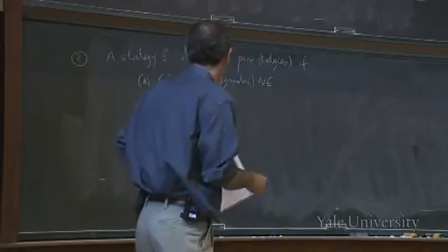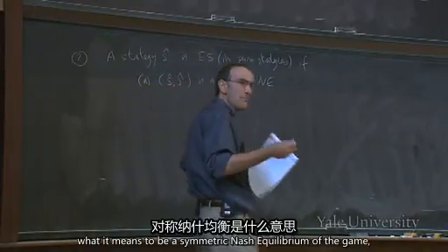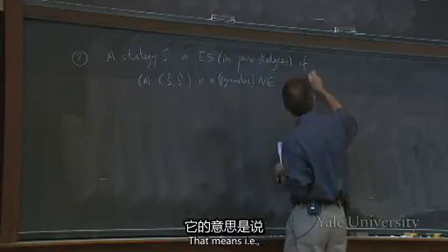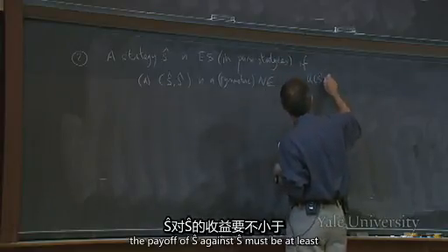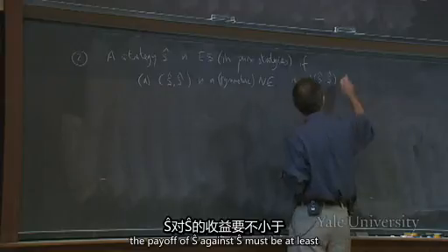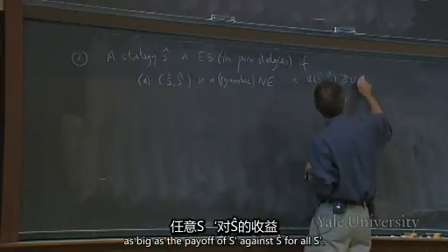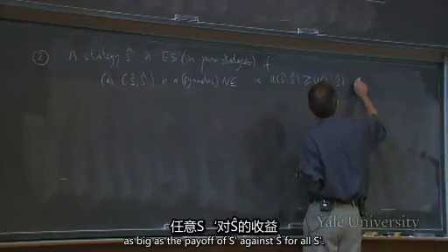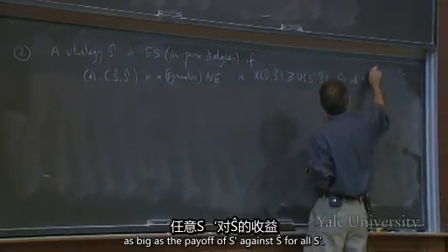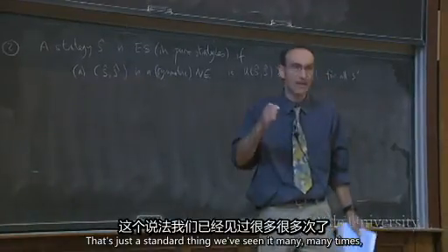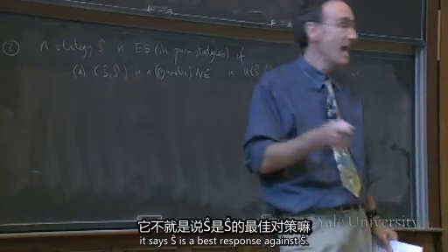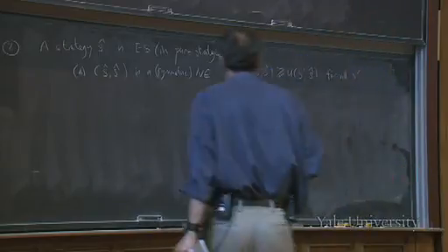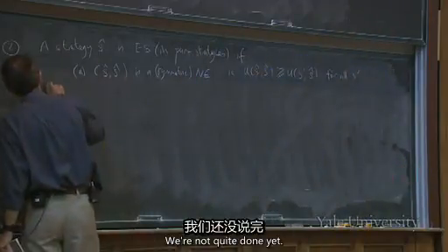We're not done yet. Let me just write down what it means to be a symmetric Nash equilibrium of the game. What does that mean? That means, i.e., the payoff of S hat against S hat must be at least as big as the payoff of S prime against S hat for all S prime. Right? That's a standard thing we've seen many, many times. It says S hat is a best response against S hat. All right? Not quite done yet.